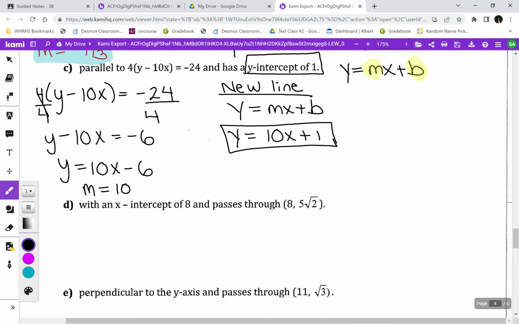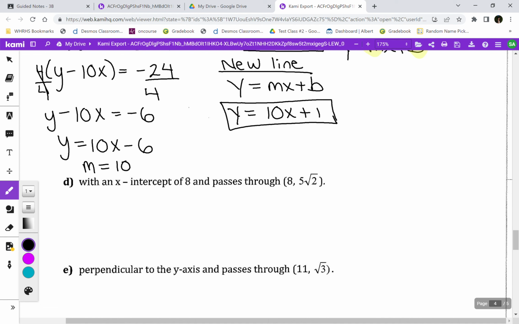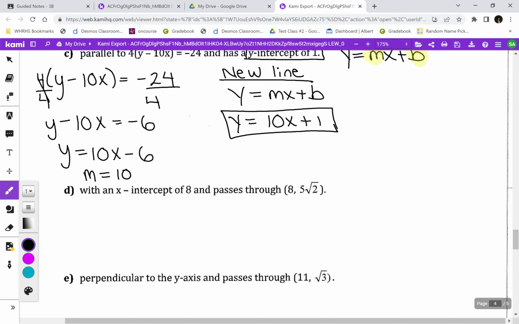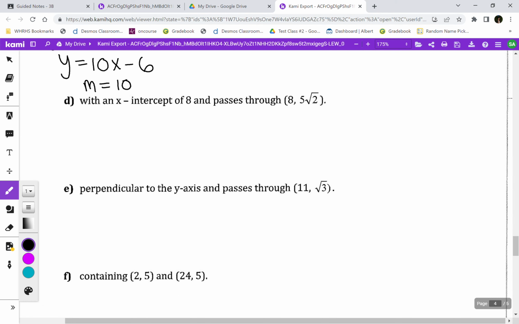All right, let's step it up a bit. Can I move on to letter D? Okay. So here they're saying, come up with an equation of a line that has an x-intercept of 8 and passes through the point (8, 5 root 2). Well, if it has an x-intercept of 8, that's different than a y-intercept. Do we agree? How do we represent an x-intercept of 8 as a point?